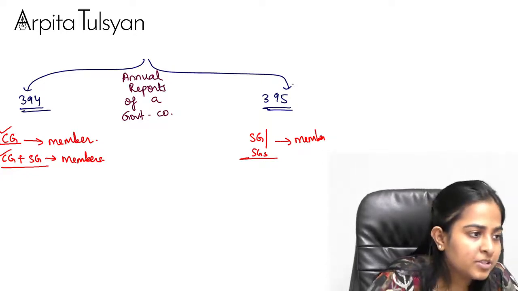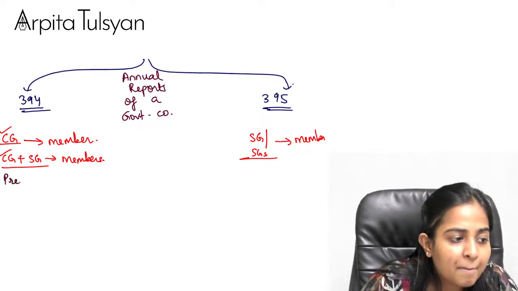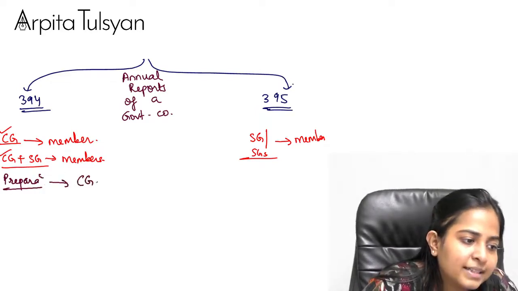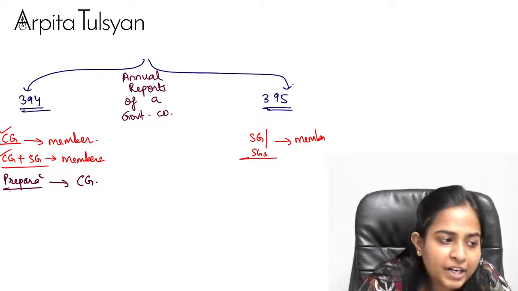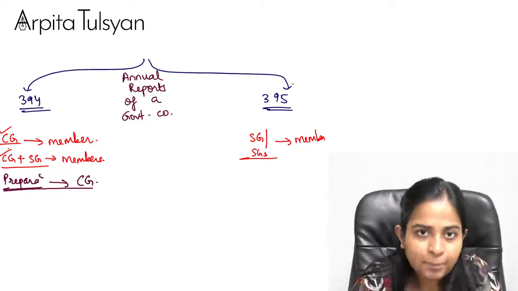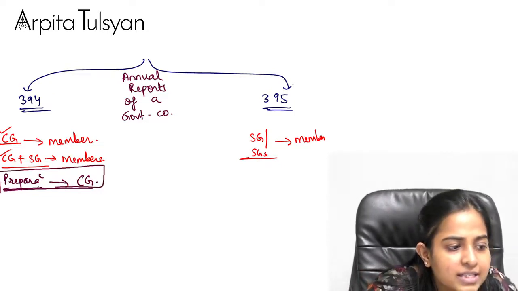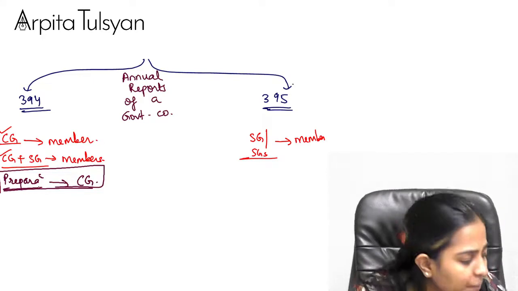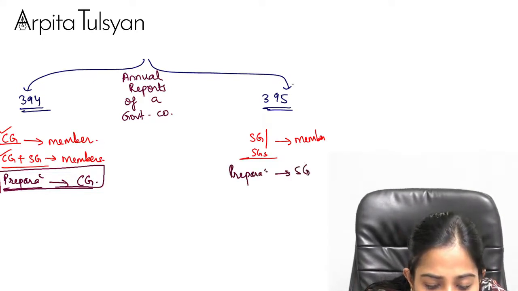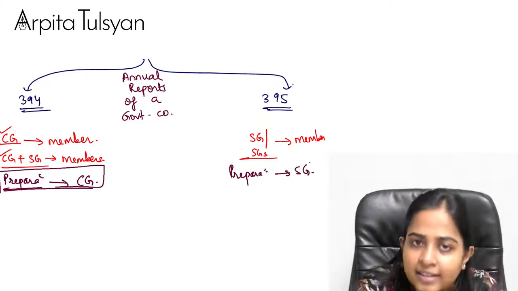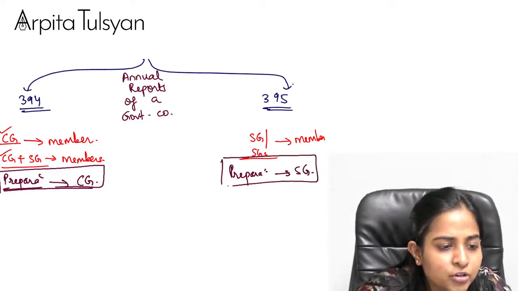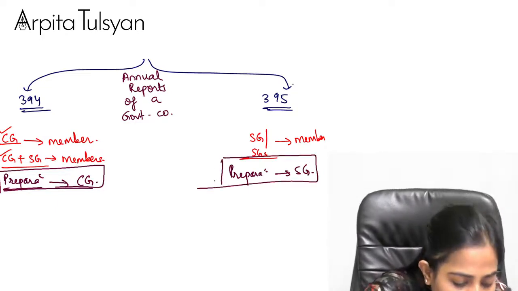Now just try to understand one thing. Preparation work here in section 394 will be done by the central government. Preparation work, where the CG is a member or when both of them are members, making of that report, that work will be done by the central government. For the purpose of section 395, preparation work has to be done by the state government only, because there is no central government involvement there at all. So at least you understood who is supposed to prepare that particular report.